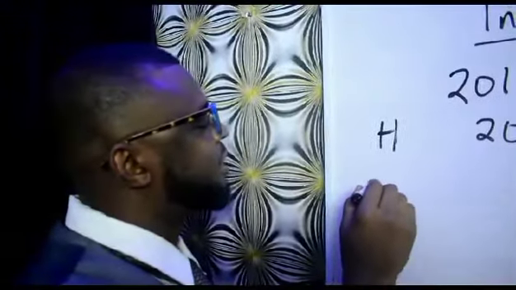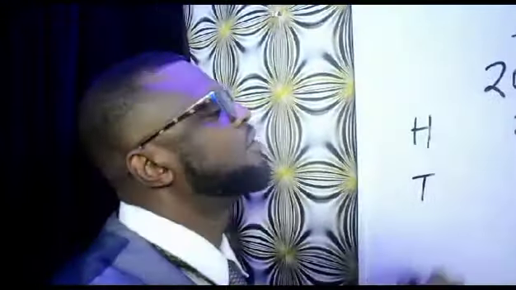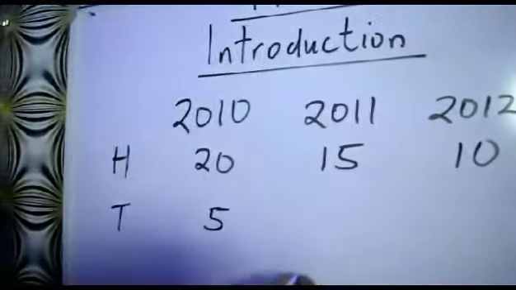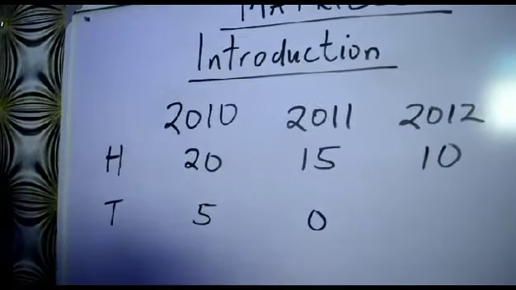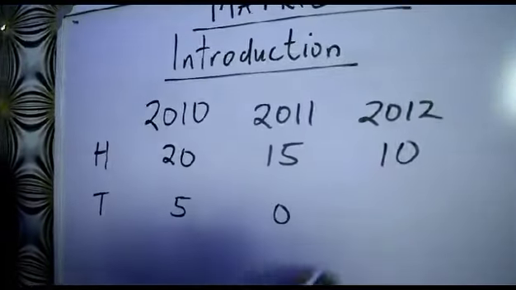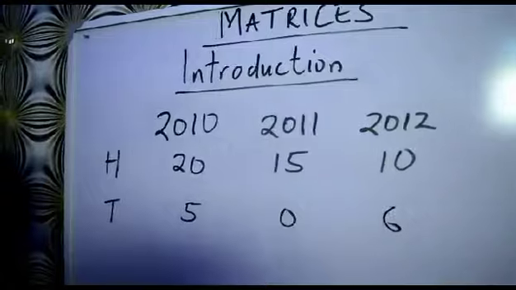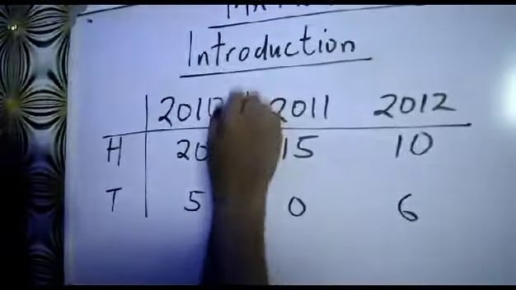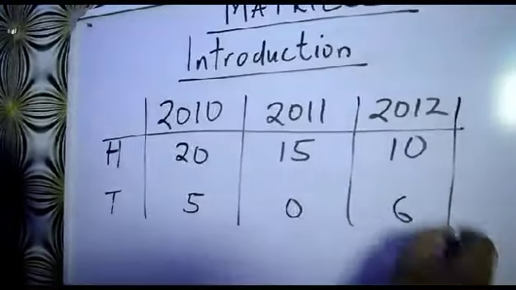they also imported, let me say, Toyota vehicles. They imported 5 in 2010. In 2011, they did not import any, let's say 0. Then in 2012, they imported, let me say, 6. I'll have something like this. I'll form a table like this. I'll have a table in this manner.